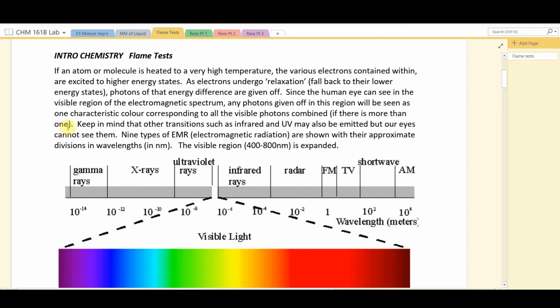In other words, if you have multiple colors emitted, your eye cannot distinguish. The eye would see a mixture of the various colors. Also keep in mind that other transitions, such as emissions in the infrared or UV, may also be emitted, but our eyes cannot see them.